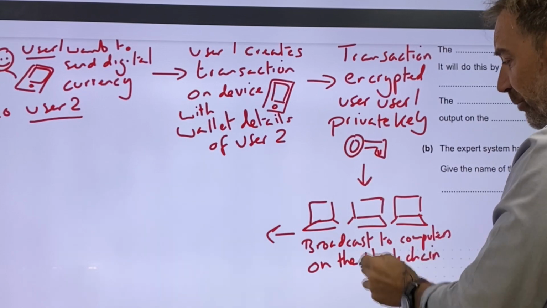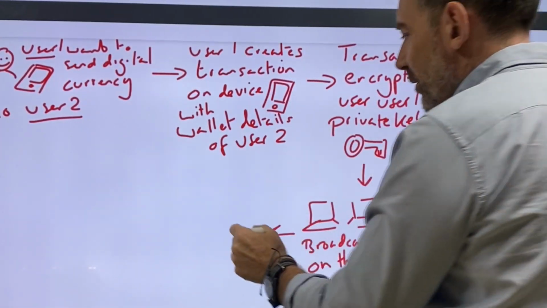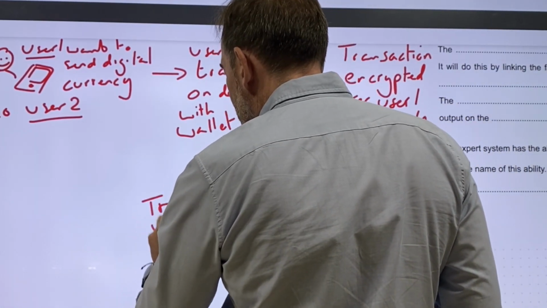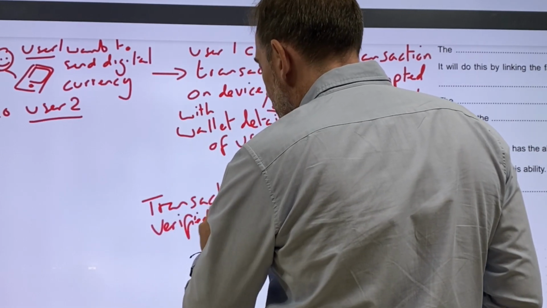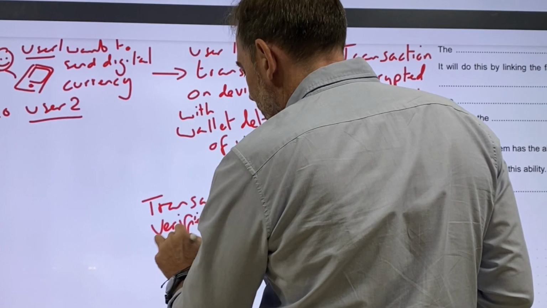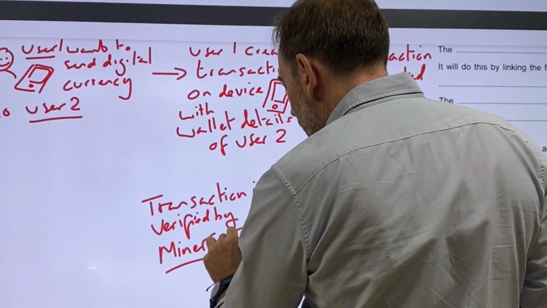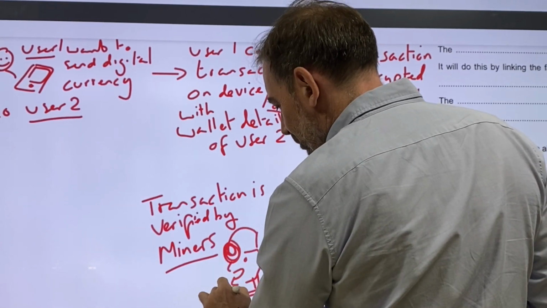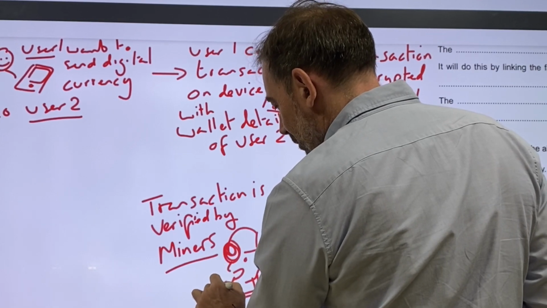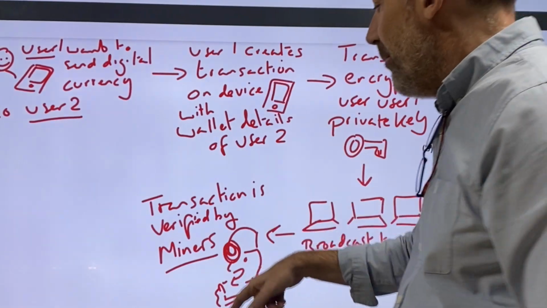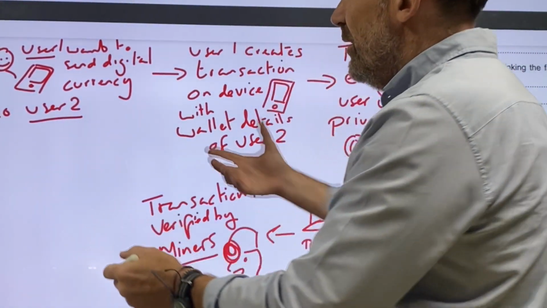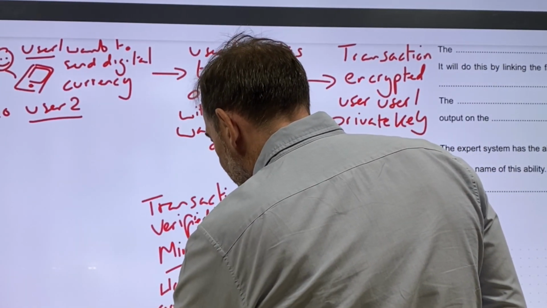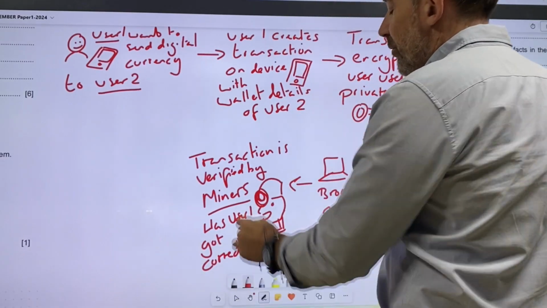Okay. So step 1, step 2, step 3, step 4 is broadcast. This transaction is broadcast to computers on the blockchain. And then this transaction is verified by miners. I'm going to put not actual miners of code, but miners. They will basically solve problems. Transaction is verified by miners: has user 1 got the correct funds. Okay, so verified.